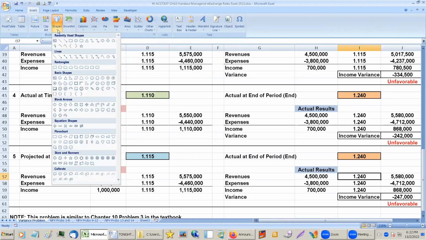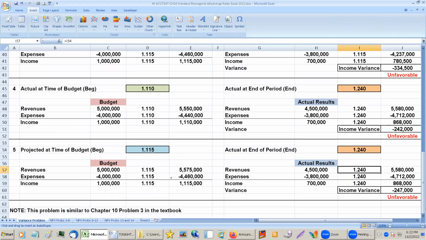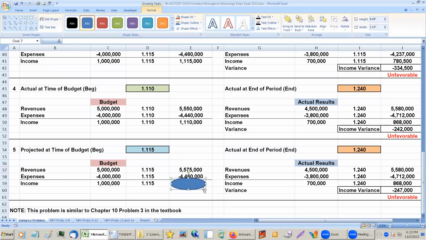That makes sense or no? It's not too bad. I mean, it really is just a matter of, and you do this for any of the variances.